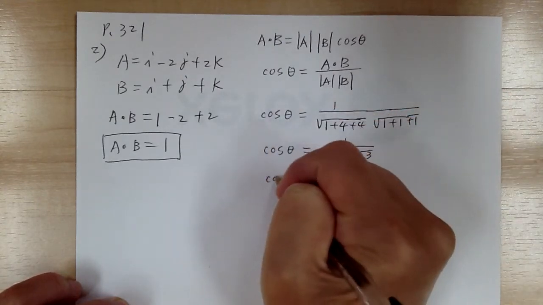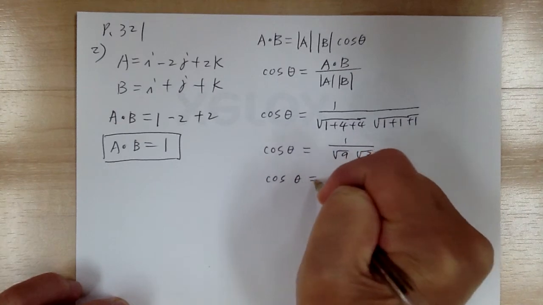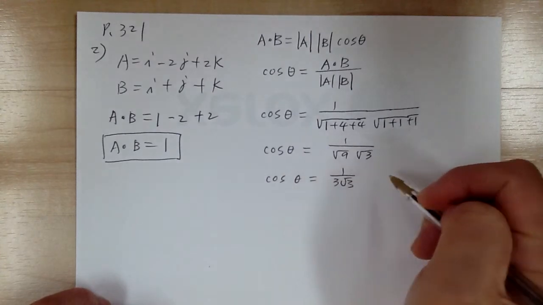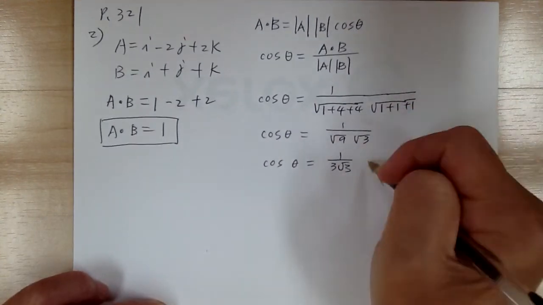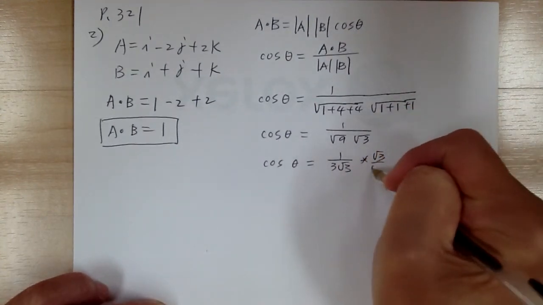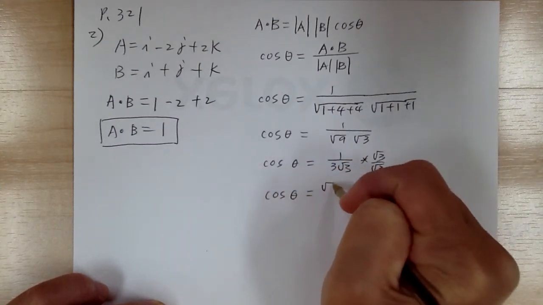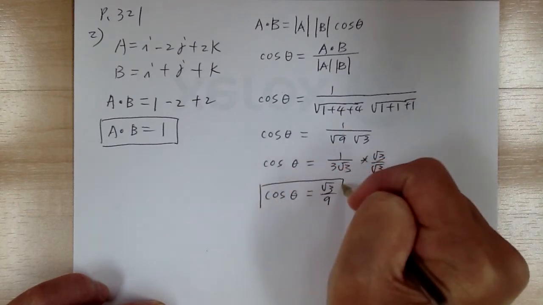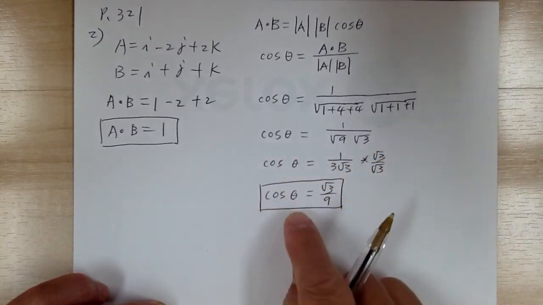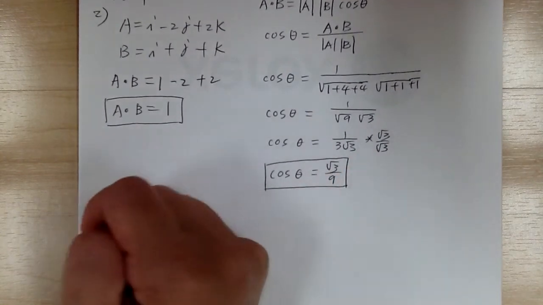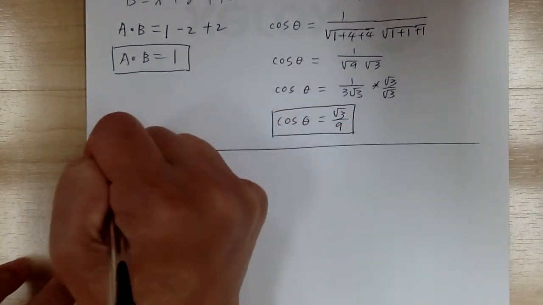You simplify. So cosine theta is equal to 1 over 3 square root of 3. And to simplify, you multiply by square root of 3 over square root of 3. So cosine theta is equal to square root of 3 over 9. Okay. Again, it's not asking for the angle, it's asking for the cosine of the angle. So keep it as cosine theta. If it asks for the angle, then you have to figure out the degrees. Okay, let's go to number 4.